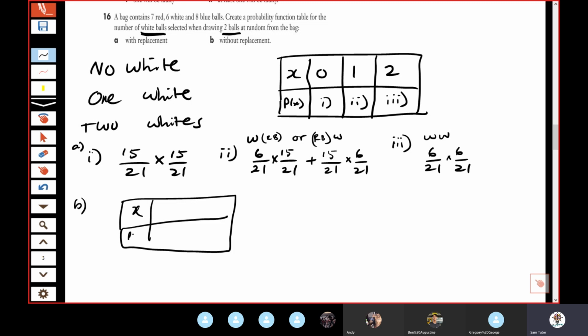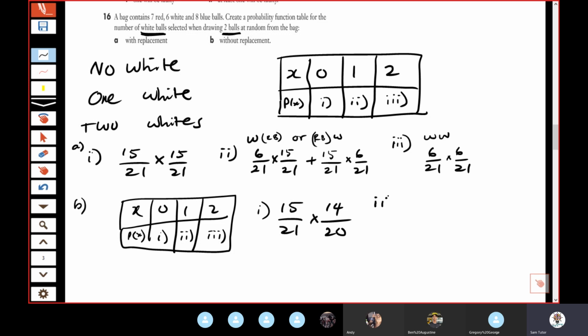Okay, for without replacement. All right, so I without replacement. Okay, so you're not meant to get no whites without replacement now. So the first one's going to be a red or a blue, so 15 over 21. The next one, you have one less of whatever it is, so 14 out of 20. Because you didn't replace it.